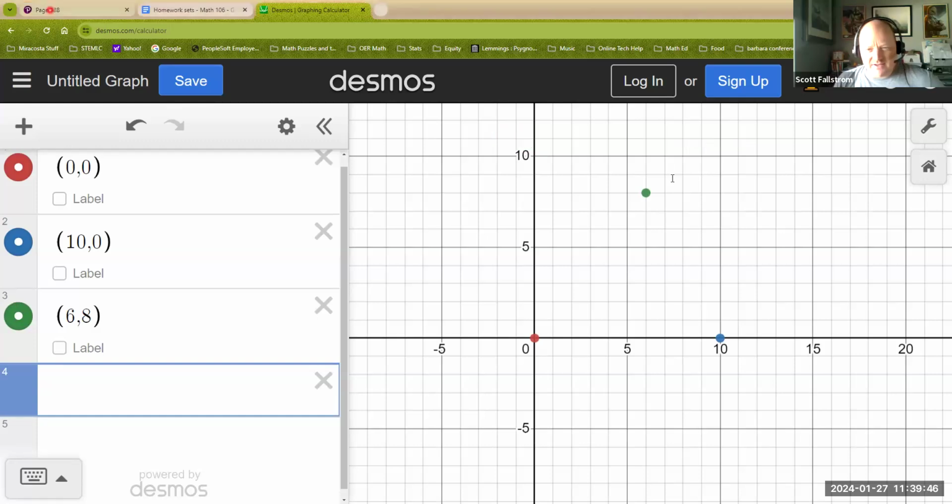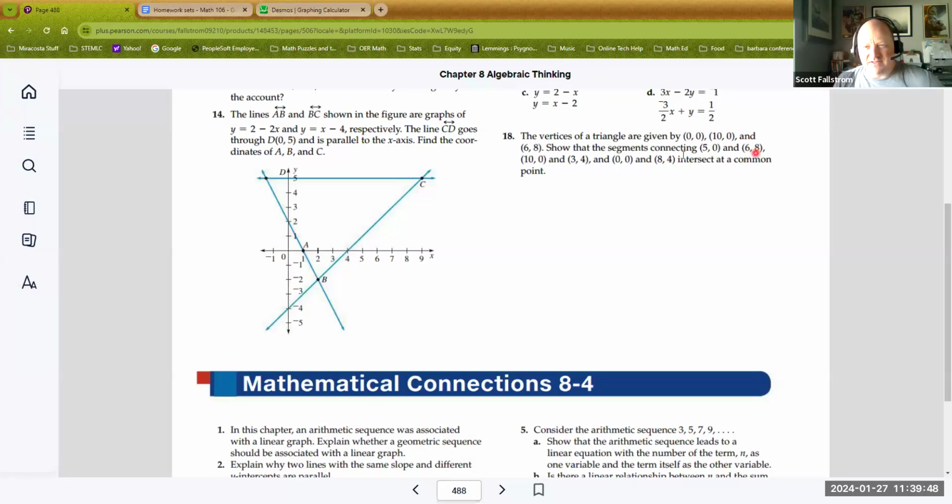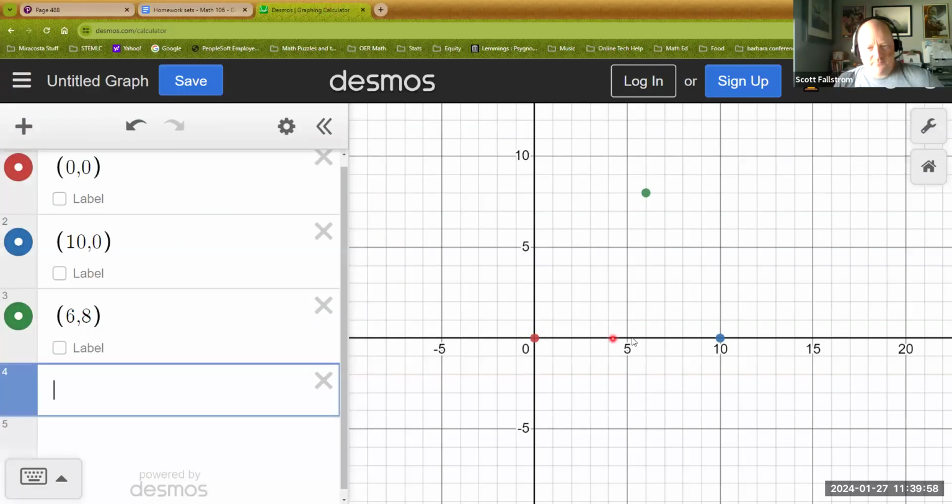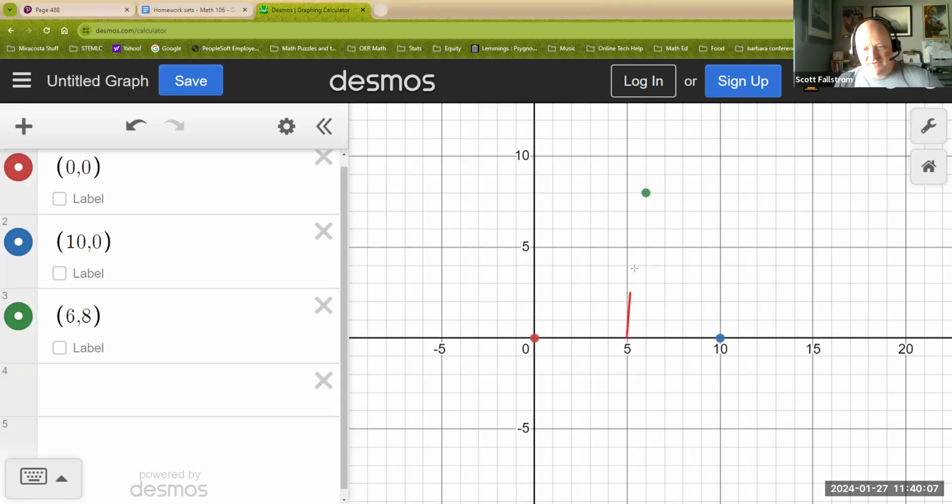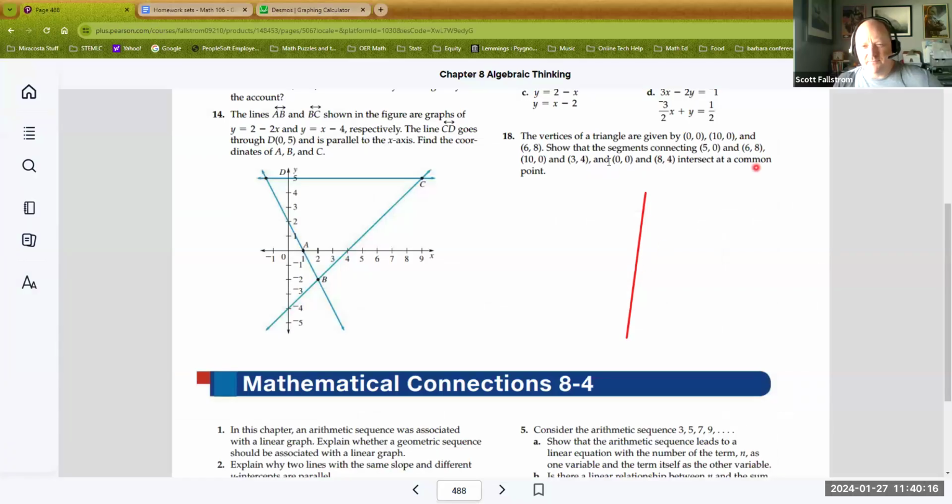Okay, now let's see here. 6, 8. Show that the segments connecting 5, 0 and 6, 8. Okay, so let me go back to that. 5, 0 is down here, and 6, 8. Okay, so I'm going to draw that segment in. So I want to go from 5, 0 to 6, 8. There it is. And let's see, what were the other points? I got to check again. That line's going to stay for just a second. 10, 0 and 3, 4.